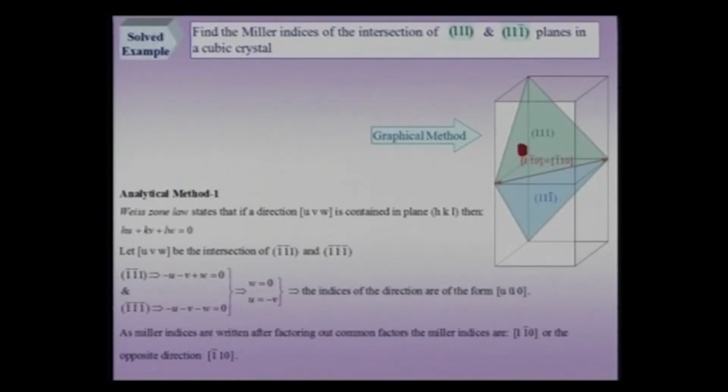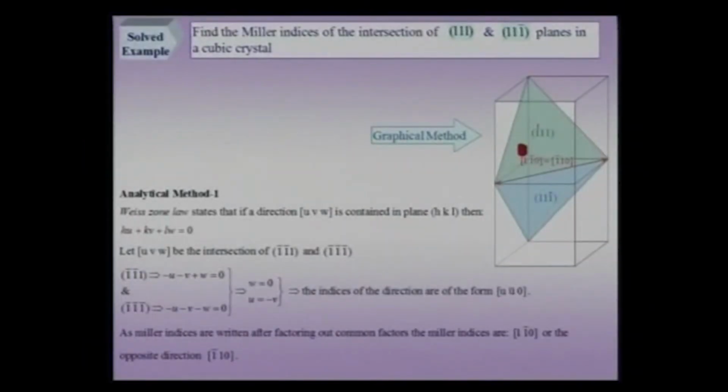So let me go through this analytical construct or the Weiss zone law method of solving once more, keeping in mind that often it is instructive to use the graphical method wherever possible in addition to any of the analytical solutions, because that gives you a better visualization of the problem. And also, for instance, when I draw this direction [1 1 bar 0], I can see what atoms are sitting on this direction, what is its importance in terms of whether it is a close packed direction or not a close packed direction.